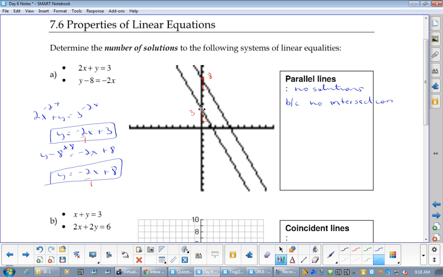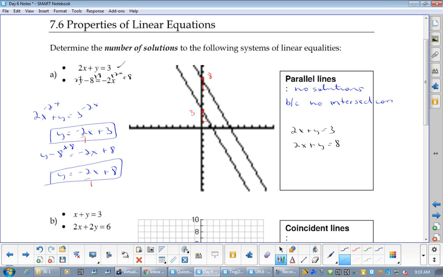Now, what if I had, in this case, 2x plus y equals 3? That's this one. Now this one, I want to get into the same form. So I'm going to add 2x, and I'm going to add 8 to both sides. And I will get 2x plus y equals 8.